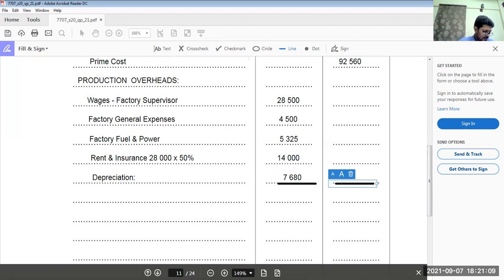That is 60,005. And we have to add this figure, prime cost plus production overhead altogether, plus 92,560, we will get 152,565. This is your cost of manufacturing.